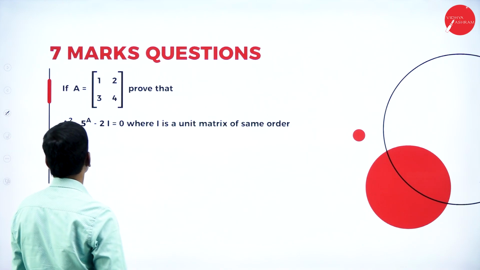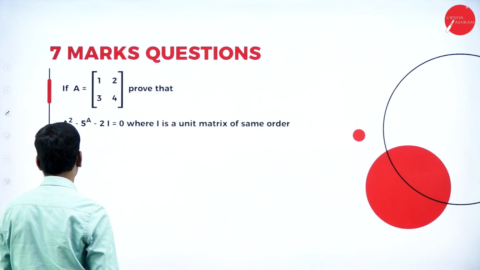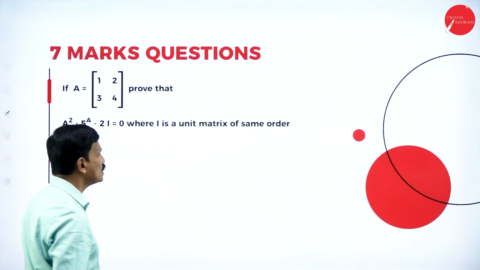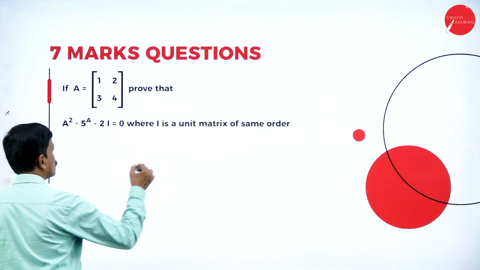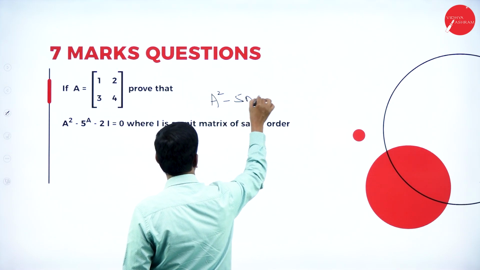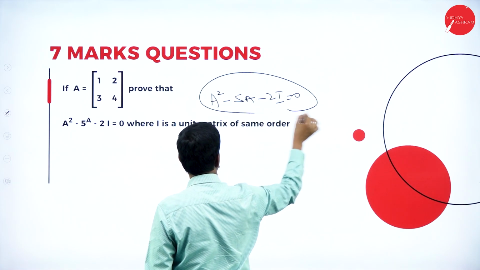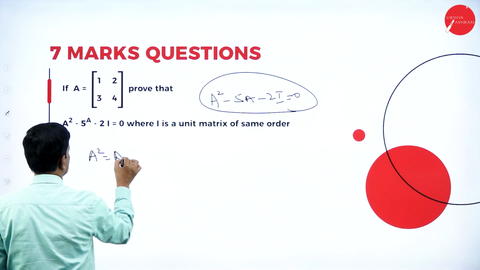Suppose A is equal to 1, 2, 3, 4, prove that A square minus 5A minus 2I is equal to 0, where I is an identity matrix of same order. So, what is to prove here means to prove that A square minus 5A minus 2I is equal to 0. I is an identity matrix. Now, first find out A square. A square is A into A.